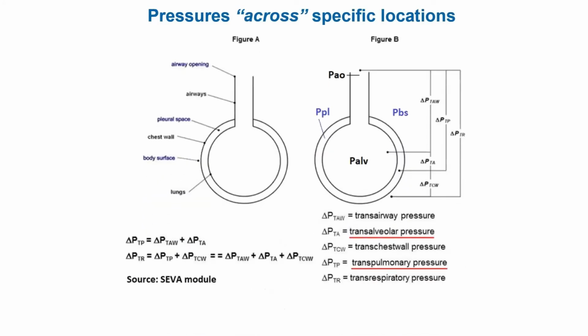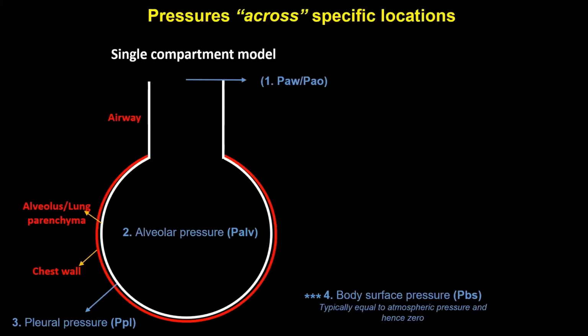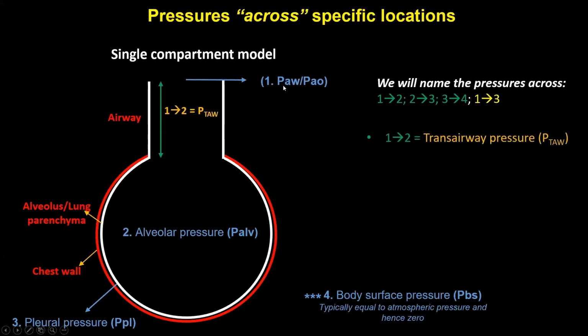All right, so half the battle's done. We've discussed pressures at specific locations. Now we're going to talk about pressures across specific locations. This is a good, standard terminology that we used in our SEVA module, which we'll try to stick to. So back to our single compartment model, where we've already defined these 4 pressures. These are pressures at locations. Now we're going to define pressures across locations. So how do we do that? Well, we will name the pressures across these 4 locations. From 1 to 2, 2 to 3, 3 to 4, that's easy to understand. Then finally, we'll do something different, and we'll do 1 to 3. So let's do that. 1 to 2 is the pressure between airway opening and alveolar pressure. This pressure gradient is trans-airway pressure.